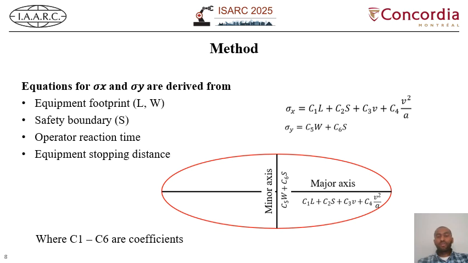And finally, we came up with a formula for the minor and the major axis of the hazard zone, which is actually a 2D projection of the Gaussian distribution. So we have different distribution projections for different risk levels. So this is a typical projection.